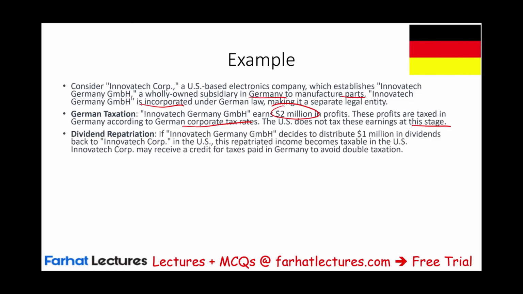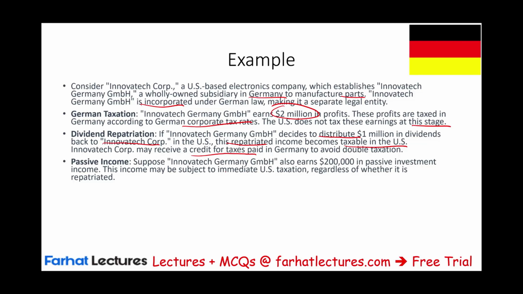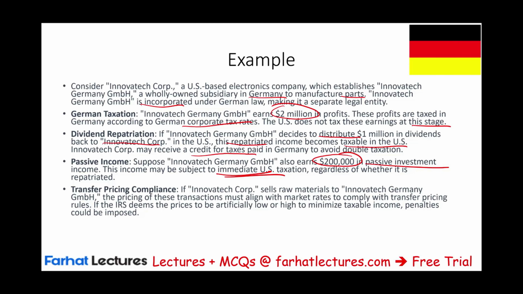When they get repatriated. If Innovatech Germany decides to distribute $1 million in dividends back to Innovatech US, well, this repatriated income becomes taxable in the US. You may receive credit for taxes paid in Germany. Nevertheless, this is when they are taxed. Bear in mind, any passive income earned by that subsidiary, let's assume they earn $200,000 in passive investment income, this passive investment income is immediately taxed in the US, regardless of whether it's repatriated or not. You can't get away with that.